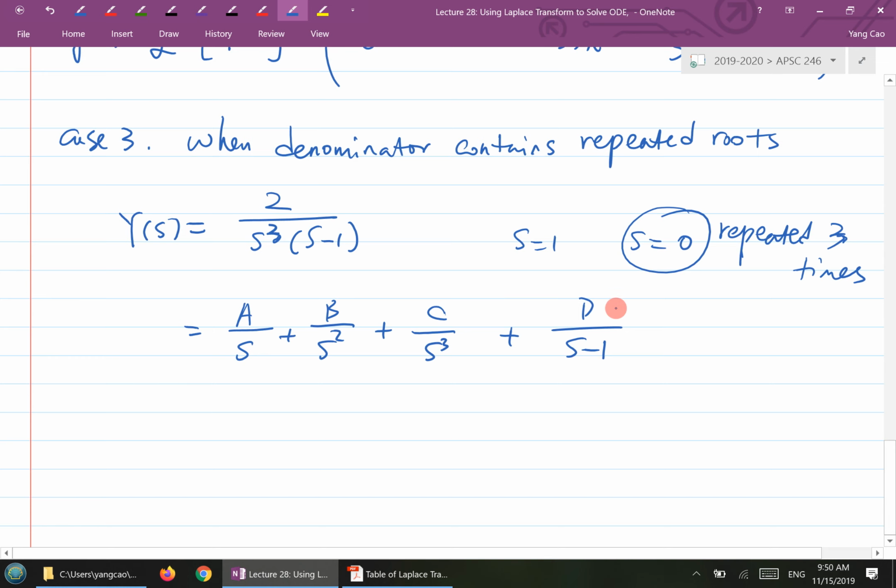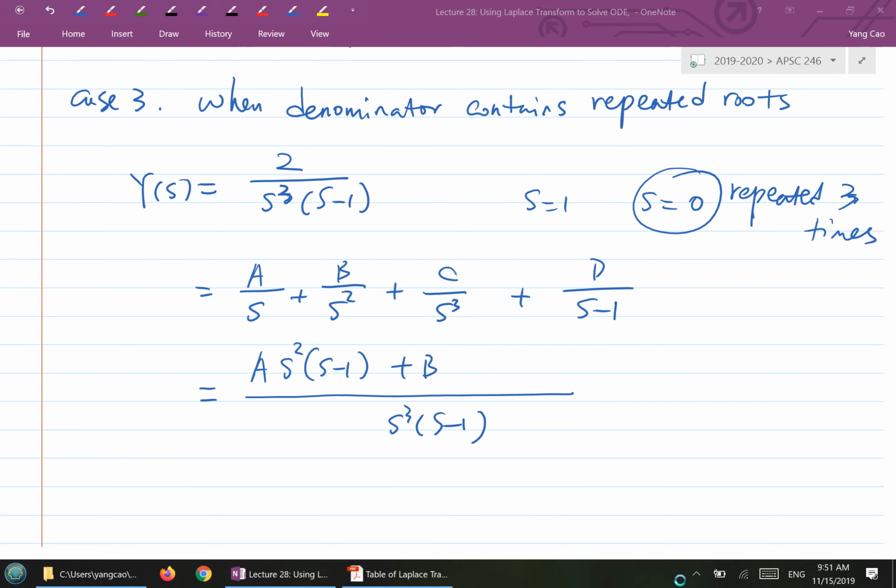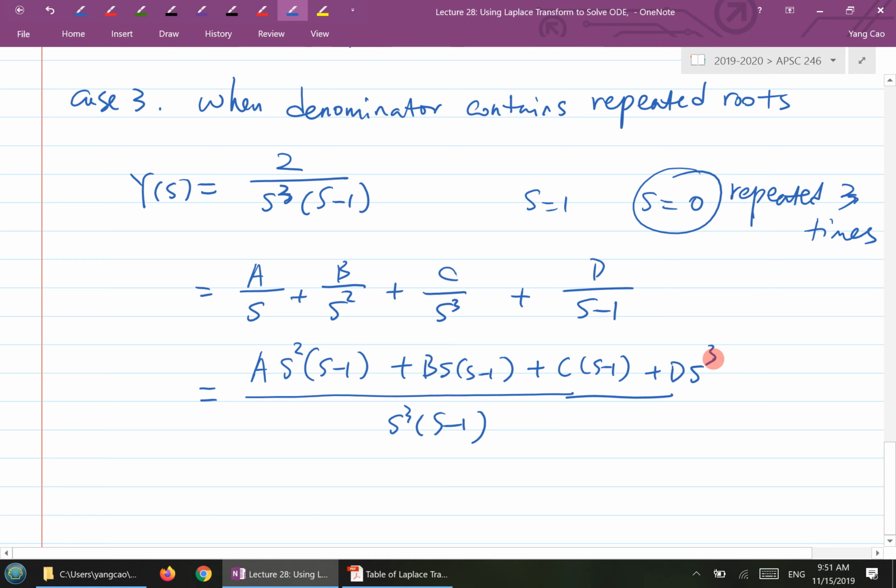Now to find A, B, C, D, the comparing coefficients method will never go wrong. Okay. Again, you compare coefficients. So you can move everything back into a single term. So this is A times s squared times s minus 1, B times s times s minus 1, and C times s minus 1, and D times s cubed.